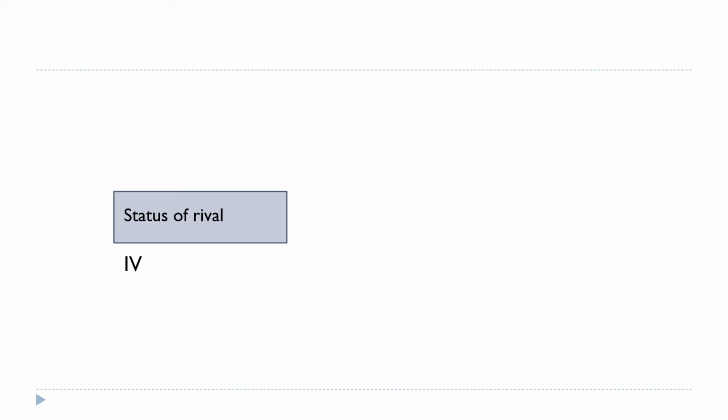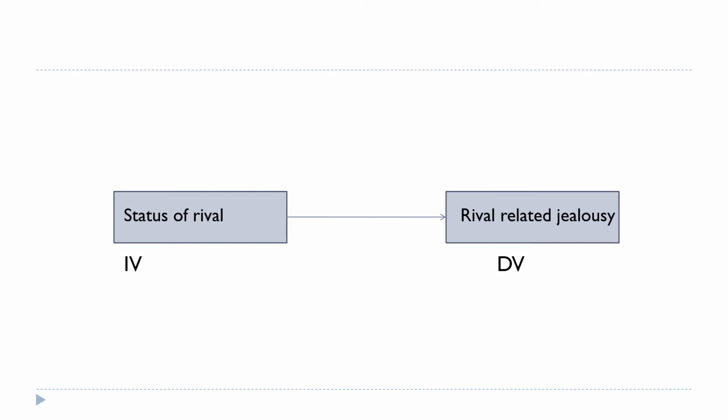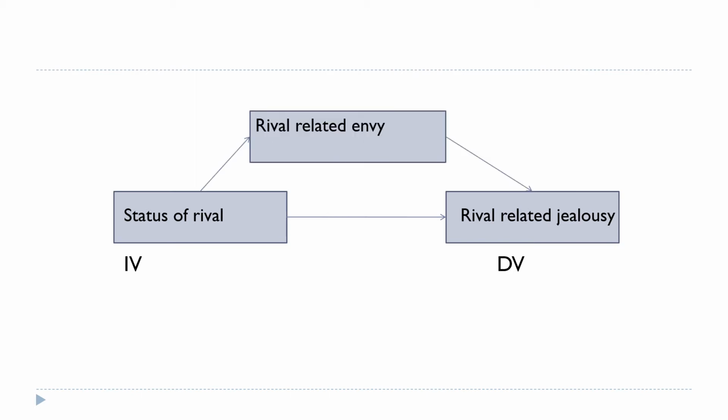Here's one final example of something that you might see in an experiment similar to what you're doing. I manipulated the status of a rival in a study where I had participants read about a high or low status rival, and then I took a look at how that related to rival-related jealousy. So that was how jealous people reported being toward the rival. I suspected that envy toward the rival was one of the things that was driving this particular relationship, and that high status would lead to more envy, which in turn would lead to more jealousy. So you can see how it's a path relationship where I use envy to help explain the relationship between status and jealousy.